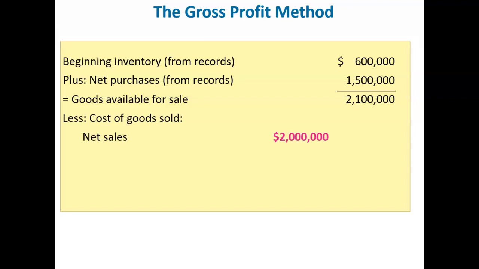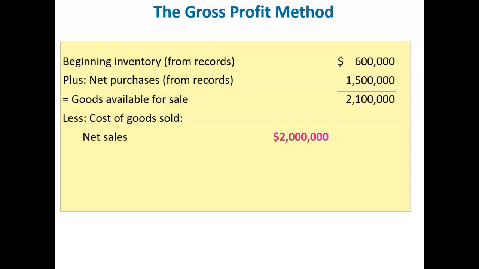Beginning inventory from its records, $600,000, plus net purchases also from the accounting records, $1,500,000, equals goods available for sale of $2,100,000. Now we need to subtract the estimated cost of goods sold. Well, we know that net sales is $2 million. That came from the accounting records. We also know that historically their gross profit percentage is 40%. That means that the historical cost of goods sold percentage is 60%.